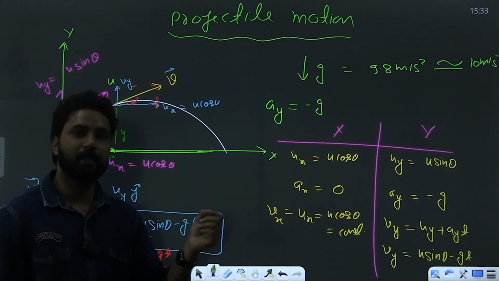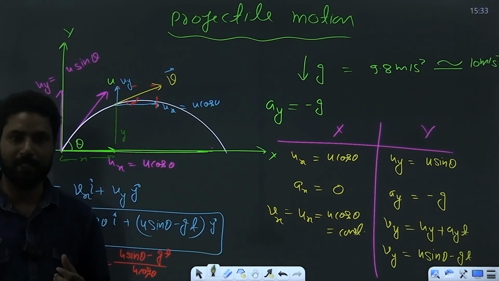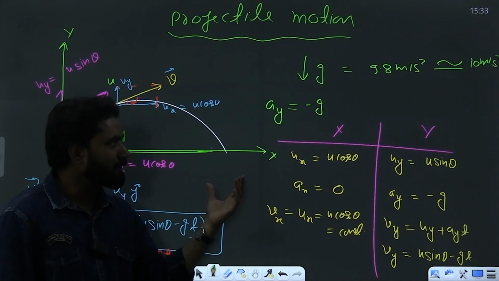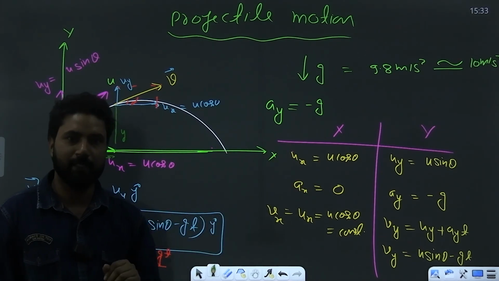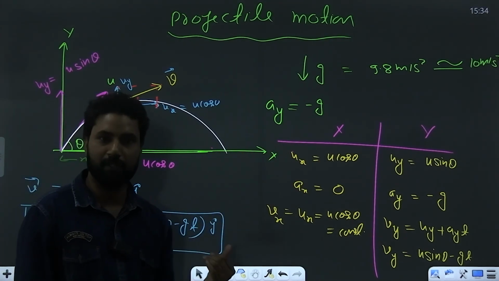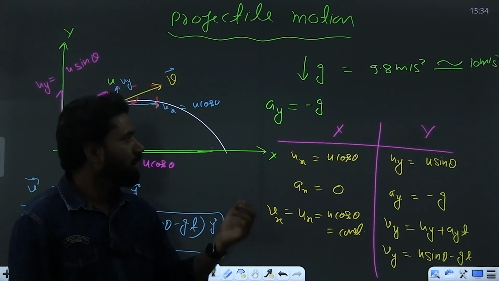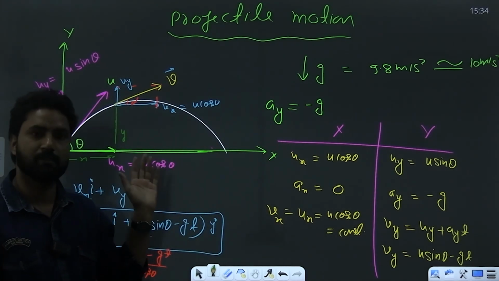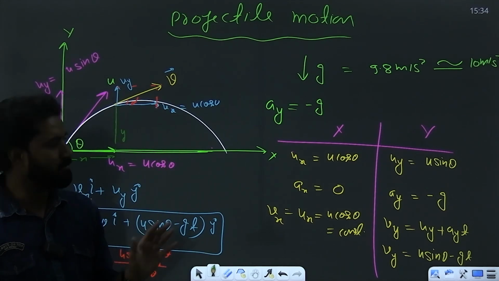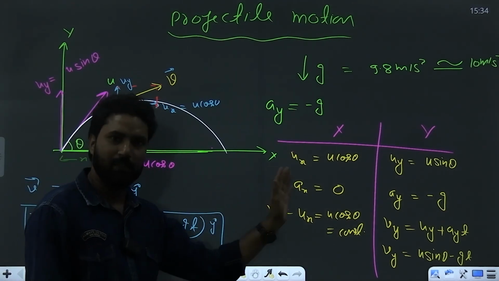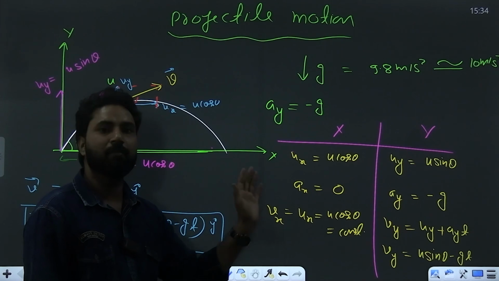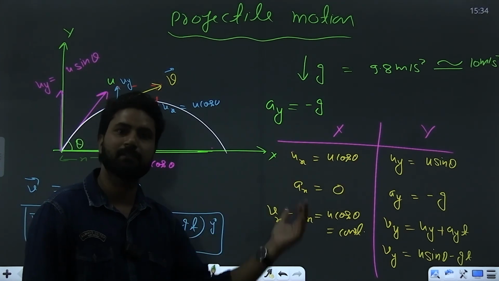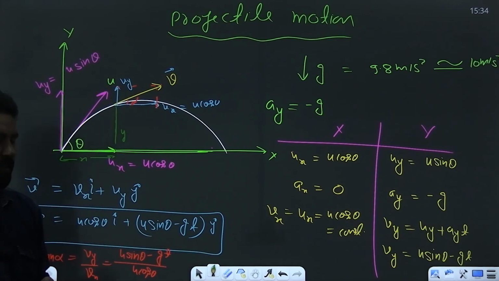The only common thing between the two perpendicular straight line motions is time. The velocity along the x-axis does not affect the velocity along the y-axis, and the velocity along the y-axis does not affect the velocity along the x-axis. Similarly, the acceleration along the y-axis does not affect the motion along the x-axis. All the components are different from each other. The component of the x-axis does not affect the y-axis, and the y-axis component does not affect the x-axis.